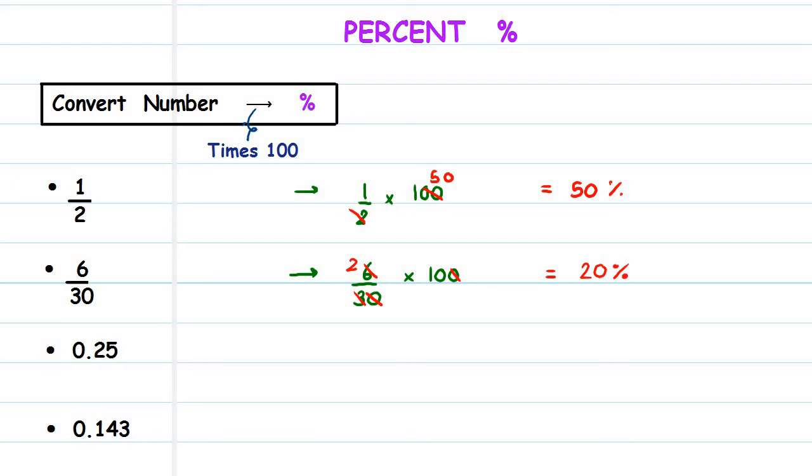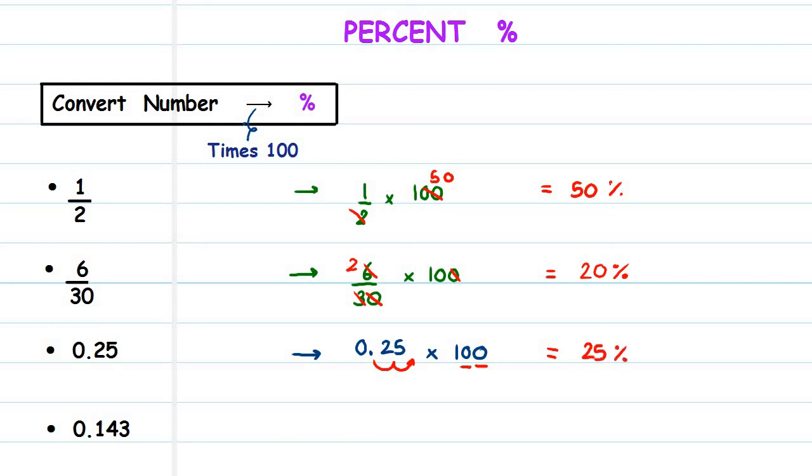Now we're gonna try to convert 0.25 into percent. Again, we can just multiply that with 100. So it's 0.25 times 100. Since 100 has 2 zeros, we can move the decimal point to the right 2 times, and that will give us 25%.